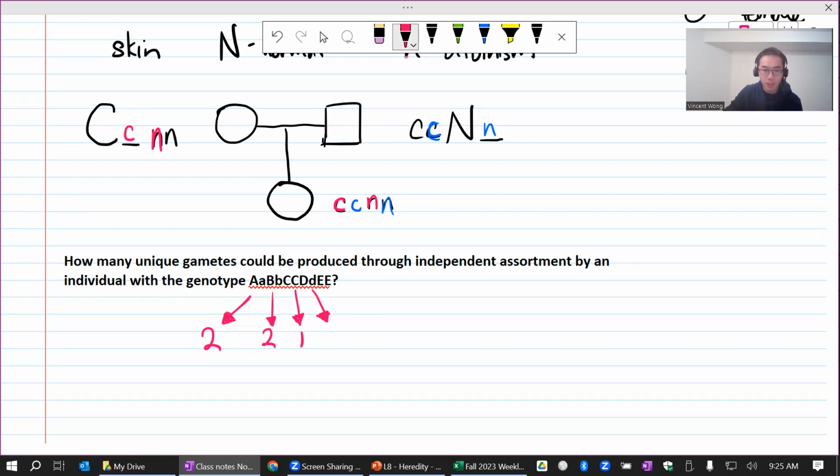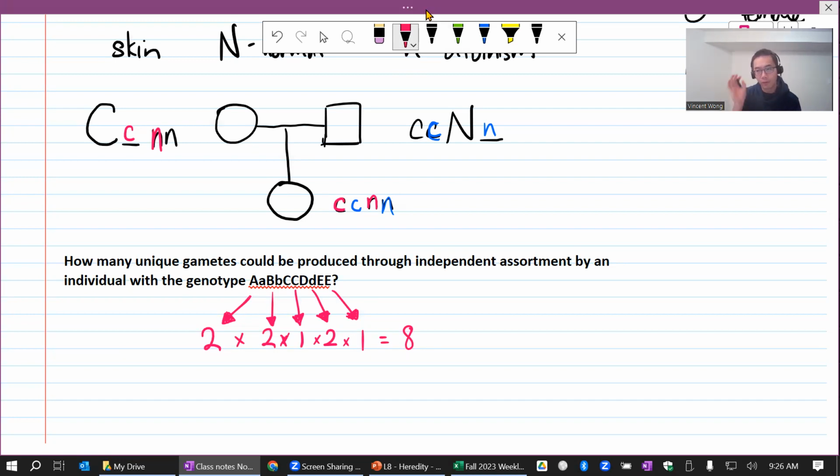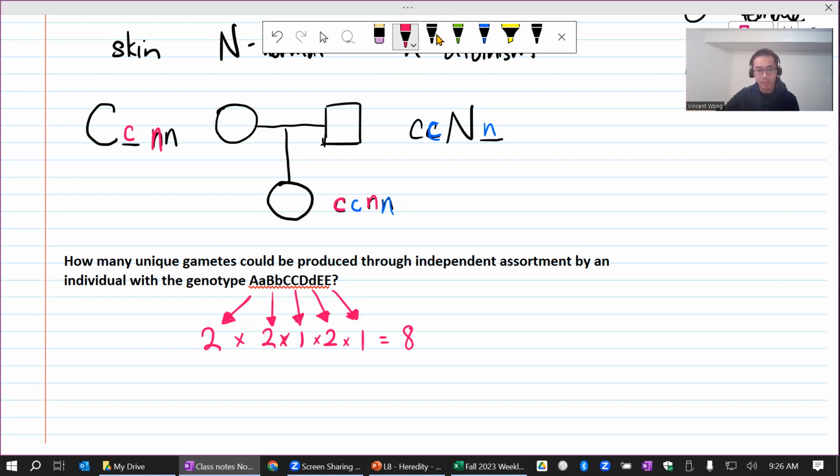Here, big D, small d, that's two different combinations. And big E is just one. And we multiply all of them together. And that's 8 different types of gametes. For the ones that are homozygous, it's not going to matter. Homozygous, you're not going to create different gametes. So 8 different combinations here.